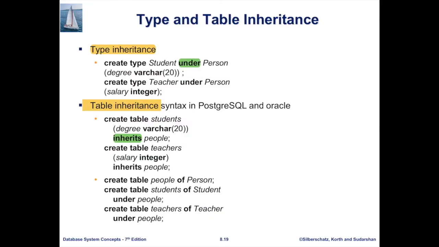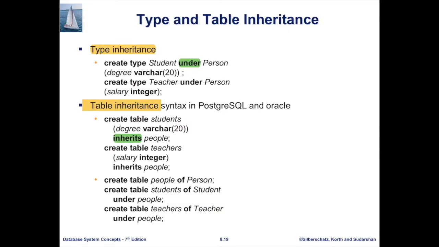Okay, so the second type of inheritance is table inheritance. And instead of using the under keyword, we will use the inherits keyword to specify that all attributes of the table people, for example, are inherited by students with some additional attribute degree. So, the same with teachers. We can create table teachers, with additional attribute salary, and then a specification that we inherit the contents of the table people.